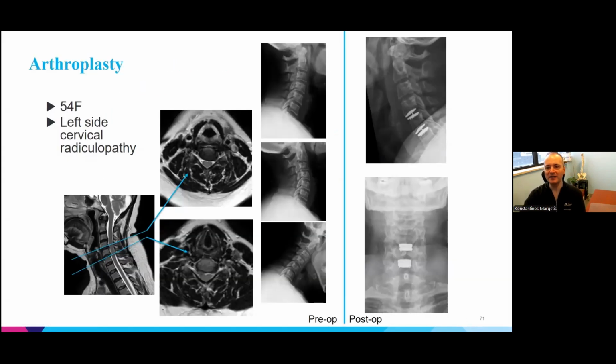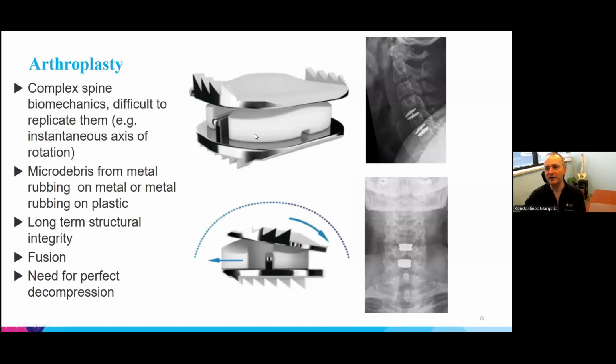Okay, so for the arthroplasty, we see here that this patient had a two-level disc herniation. There was no instability on the x-rays, and the alignment of the spine was very good, so we did a two-level arthroplasty. There are many different types of artificial discs. This is just one of them. In reality, it's very difficult to replicate the very complex movement and biomechanics of the spine. Although we have many different types of artificial discs, personally, I'm not convinced that any one of them really replicates all the characteristics of a normal human disc.